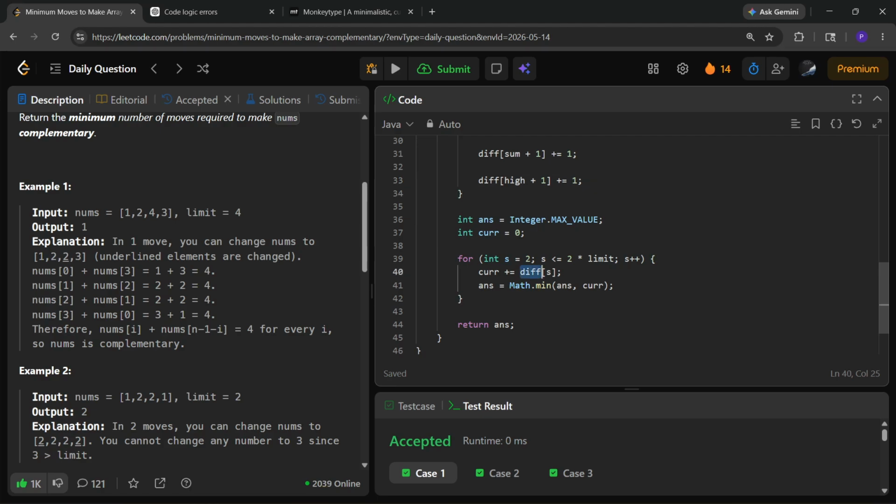I start from index 2 and go twice because the size of the difference array is twice the limit plus 2, so I just ignore the first two. Just take the current sum and then compare it with the answer. Right now both of them are 0 and answer is maximum value. So I start at I equals to 2.